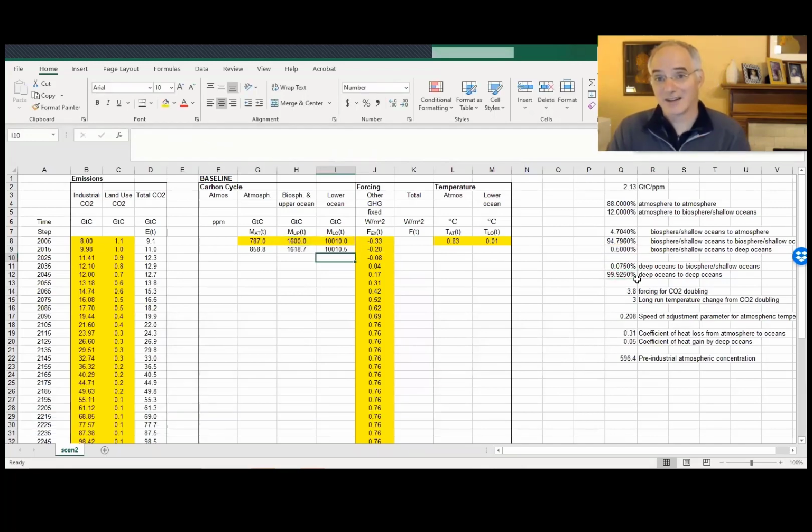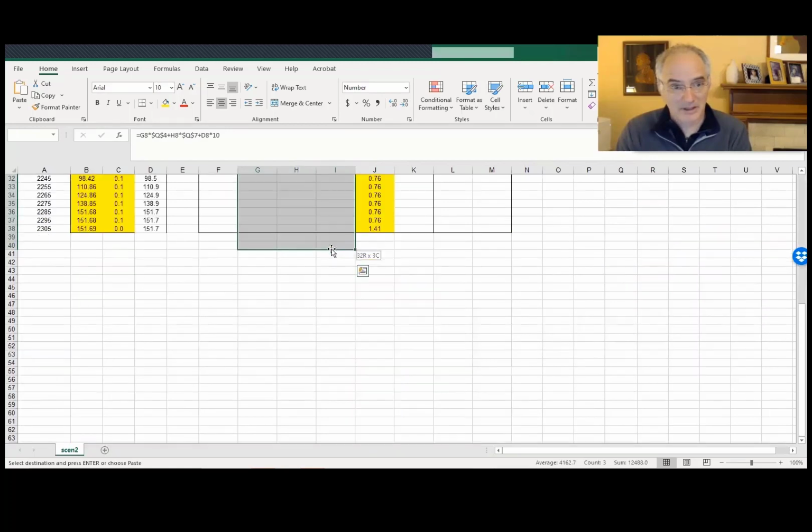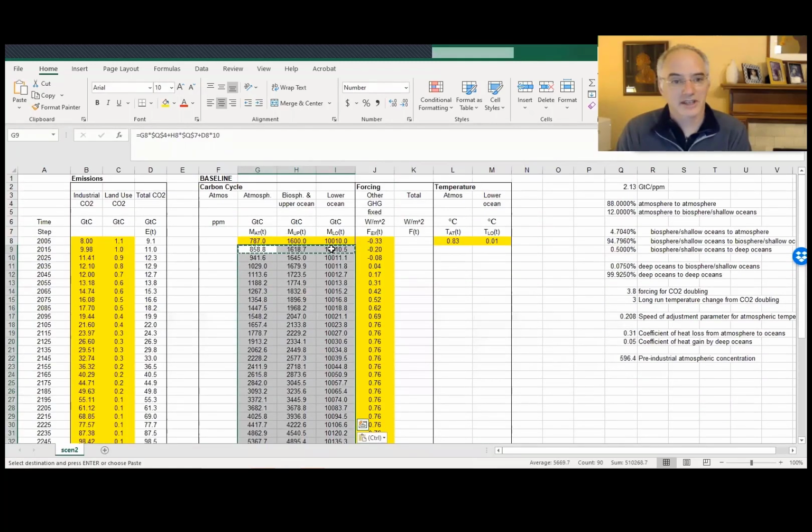And just to point out the obvious, each of these sets of numbers has to add up to 100%. There's a conservation of CO2. I guess it could actually decay and become some other chemical, but that's a very trivial amount. So these are basically adding up to 100%. So once I have these three numbers, I can copy them and fill the rest of the table.